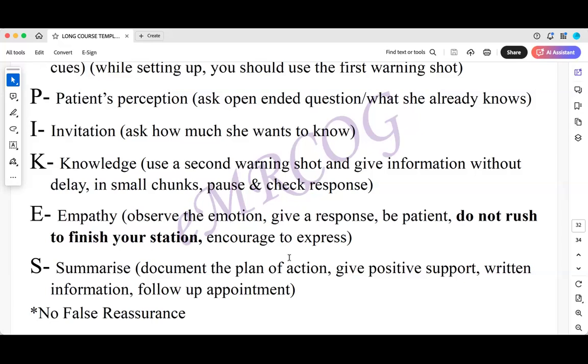So you are explaining truths about the disease, and you are supporting her. Don't give her false support, okay? But you explain to her the situation, right? And give some positive support to her, okay? Give written information in the form of a patient information leaflet and a follow-up appointment, of course, okay? So that will be enough for a breaking bad news station, for example, like a case of cancer.